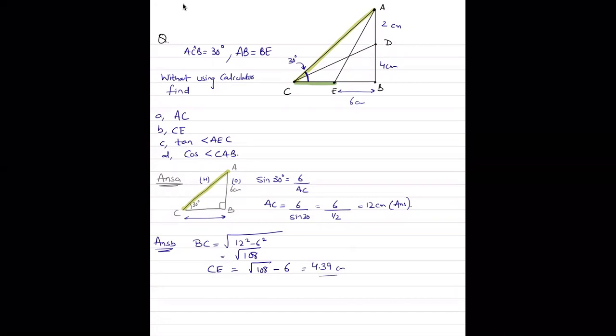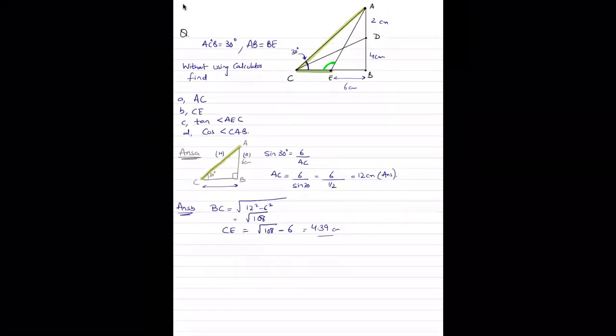Okay. Part C is asking for the tangent of AEC. So I'm going to mark first the angle AEC, tangent of this angle. Now this is an obtuse angle, as you can clearly see. It's an obtuse angle of AEB. The AEB is going to be an acute angle. So over here we have an acute angle. The tangent of angle AEC, which is an obtuse angle, is equal to negative of tangent of the acute angle.